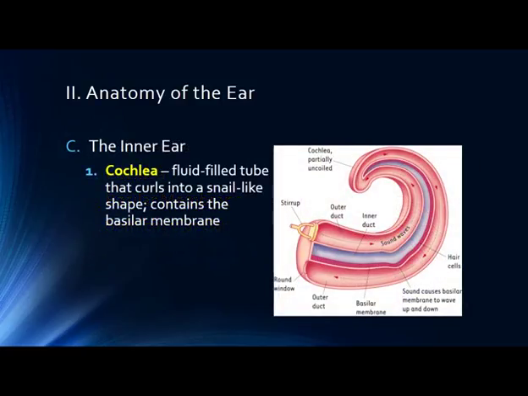So we'll start with the cochlea. The cochlea is this fluid-filled tube that curls into a snail-like shape and contains the basilar membrane. So here's that stapes footplate pushing on the oval window. That causes these sound waves to propagate across the basilar membrane. And then that pressure leaves via the round window. So the sound waves travel across the basilar membrane and then exit.